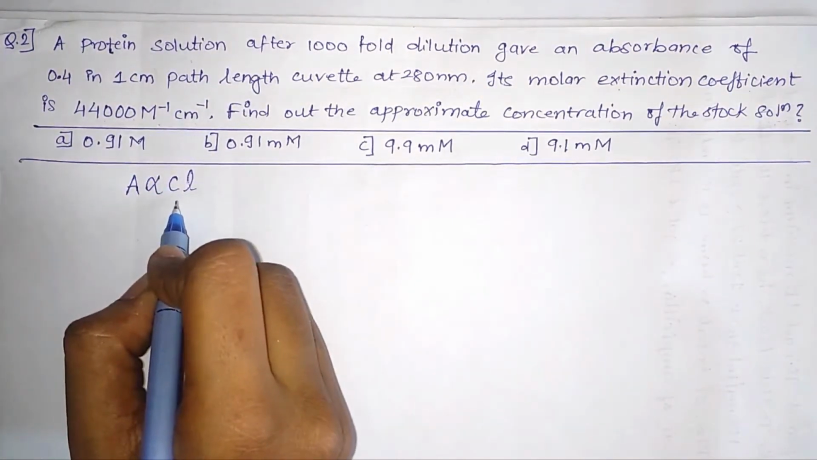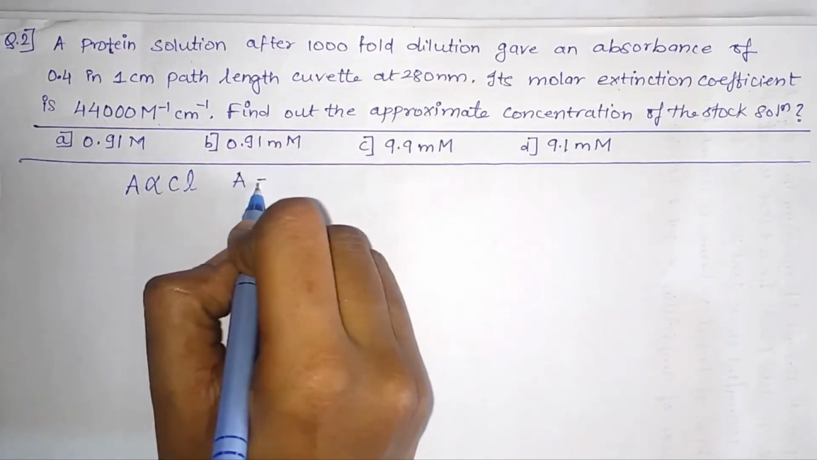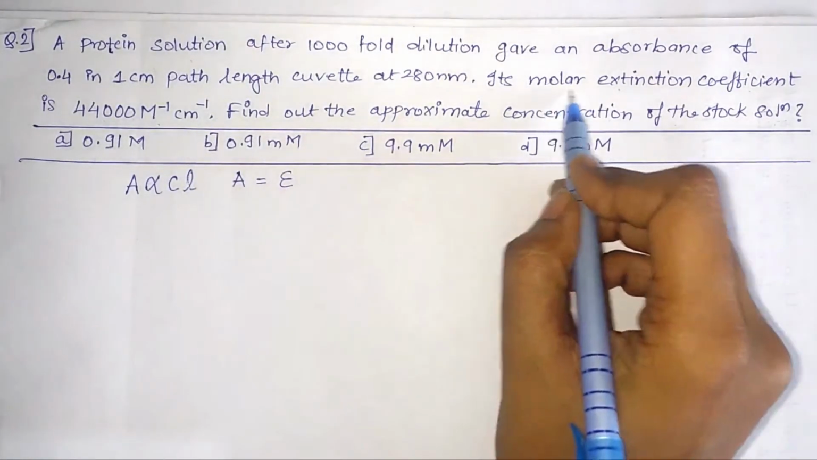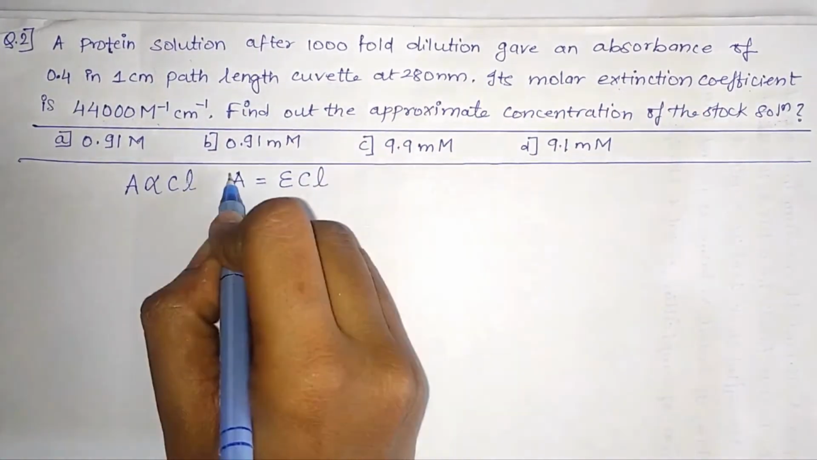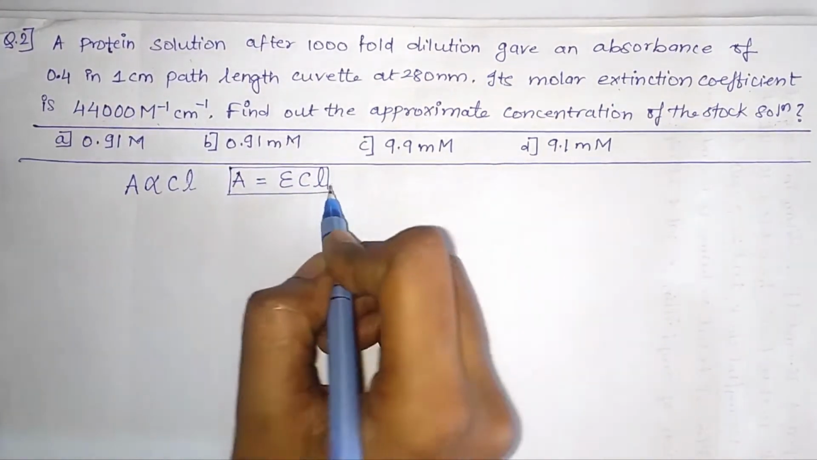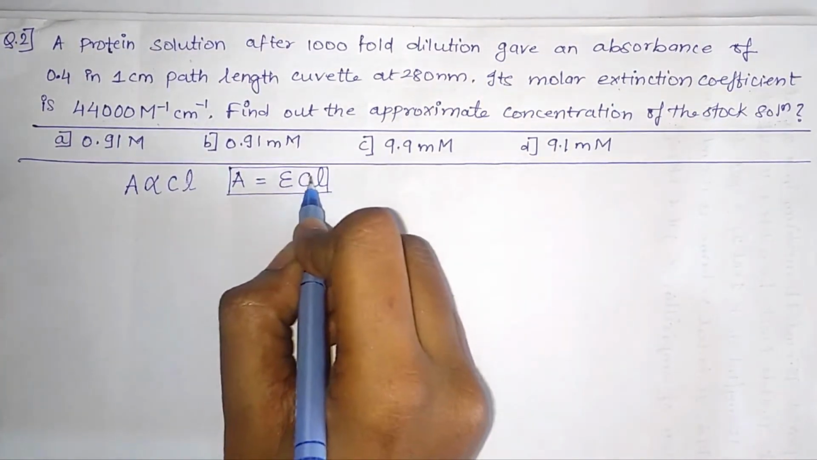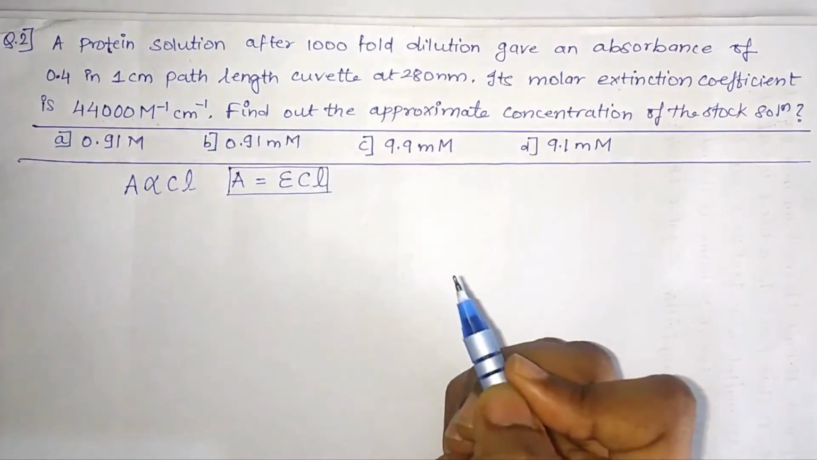Now, since we have this proportionality sign, while we equate this equation, we need to add a constant, and that constant is nothing but our molar extinction coefficient. So our equation becomes: absorbance is equal to the molar extinction coefficient multiplied by the concentration of the solution as well as the path length.